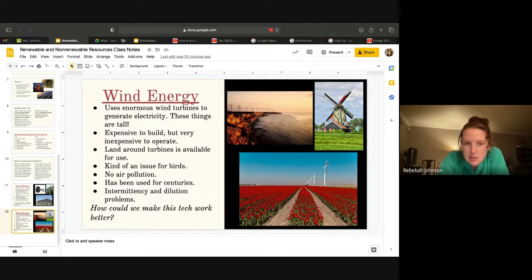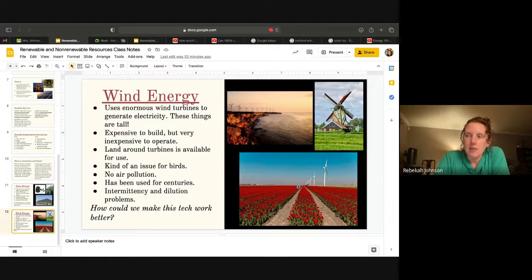They are massively big. They have to be like half a kilometer apart. They are extremely expensive to build. The materials that we use to make them are lightweight, durable metals that are pretty rare, and because they are rare, they are so expensive. However, once they're installed, they're very inexpensive to operate because the only thing you need to operate them is wind. But it is worth noting that they are expensive to build.